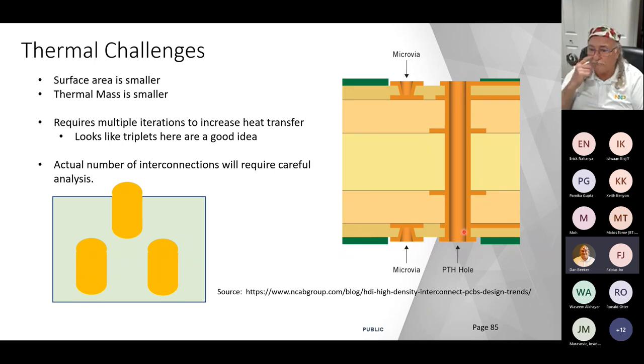And when you look at microvias, they're really small and there's not a lot of thermal mass. What I've suggested and will do when I do an HDI board, which I, by the way, avoid like the plague, I will use them in groups of 3 in order to give myself a larger thermal mass in order to transmit the heat.